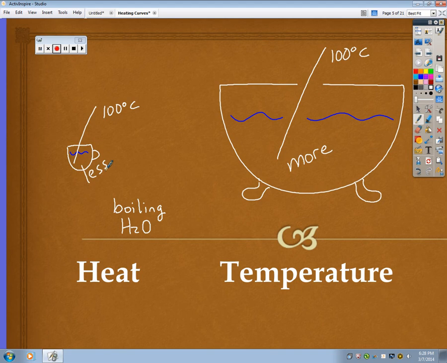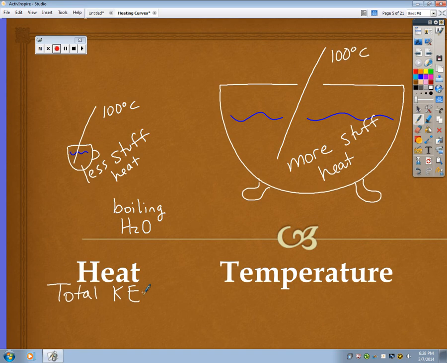So in reality, this has more heat. It has more stuff, more matter. So there's more molecules moving around. This has less stuff, so less heat. So what is heat? The total kinetic energy. And what's kinetic energy? Energy of motion.